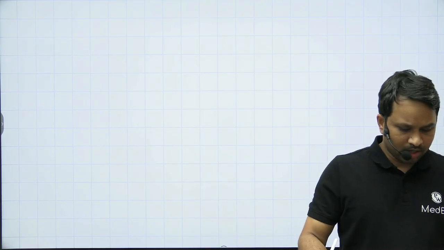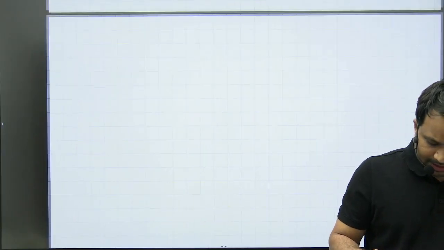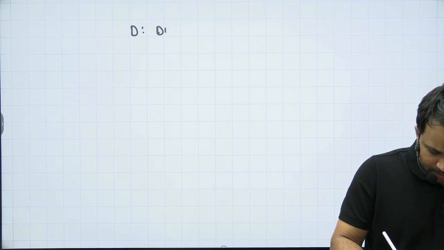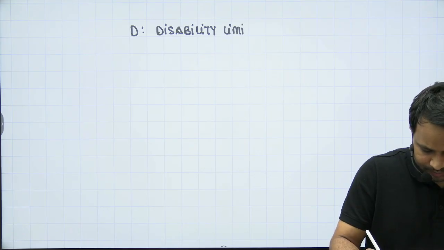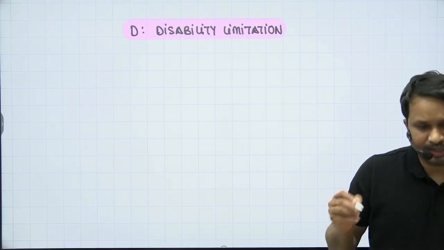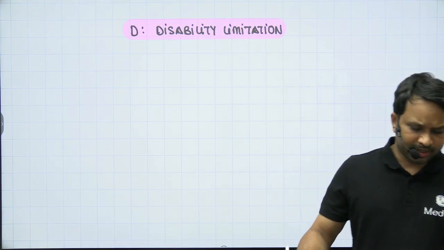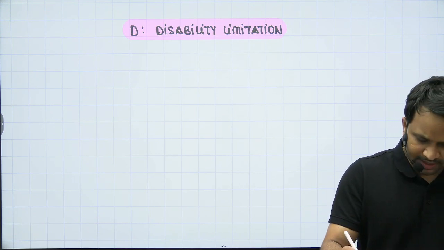Chalo. So, today we'll be talking about the protocol D. The protocol D is about disability limitation. So, when we talk about disability limitation, how would you look for the disability limitation? We have two things for the assessment.